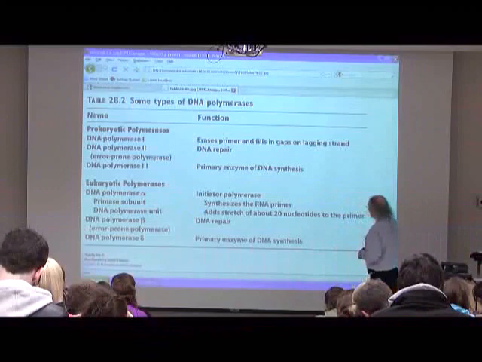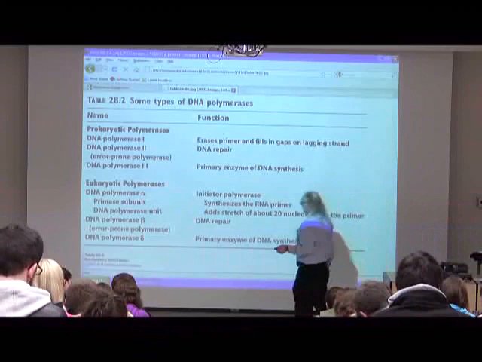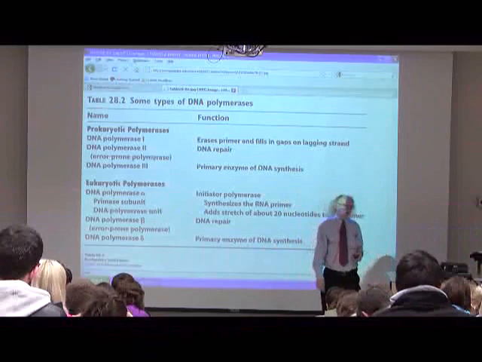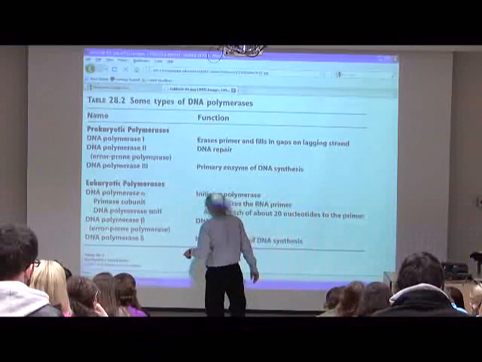Okay. We look at eukaryotic polymerases. We see several, and again, there are more than what are listed here in eukaryotes, but these are the most commonly discussed ones. Eukaryotic DNA polymerase alpha, polymerase beta, and polymerase delta all play important roles. And the roles of eukaryotic DNA polymerases are still being unraveled. It's not completely clear in every case what the function of each polymerase is.